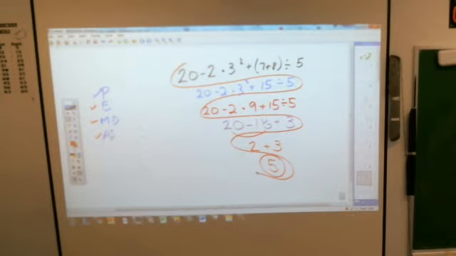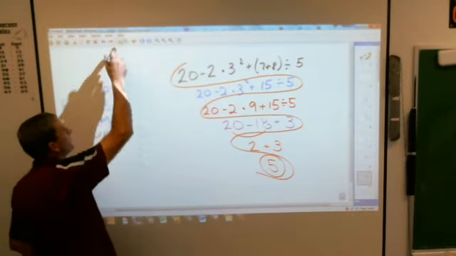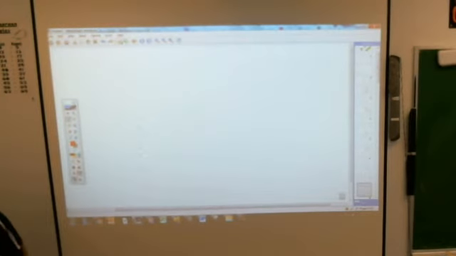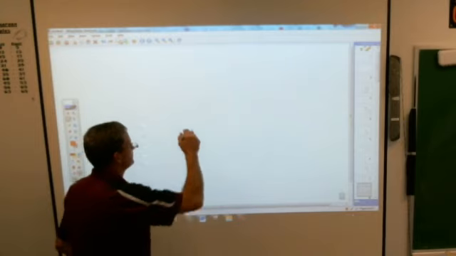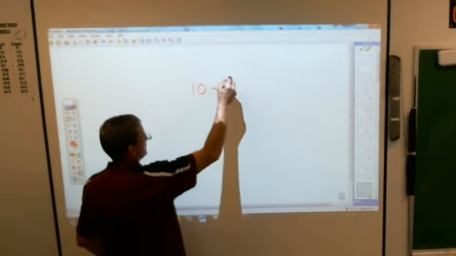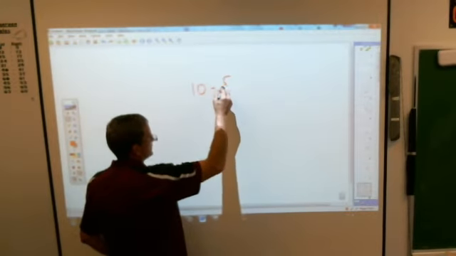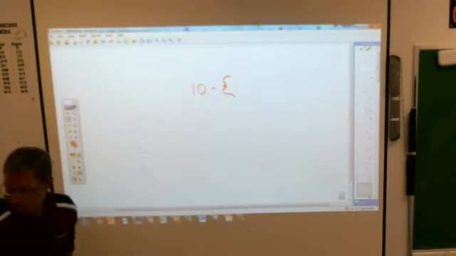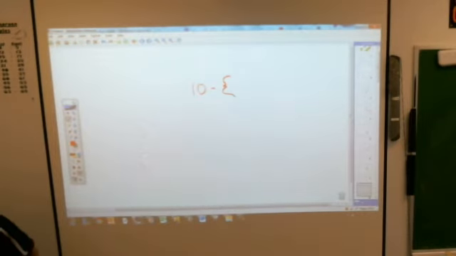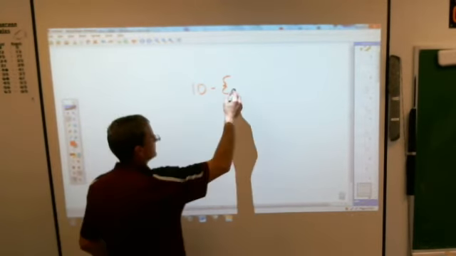Okay, so here we go. Let me give you one to see if you can do it. A tough one, if you will. One more. 10 minus... And the difference with this one is it's a grouping symbol inside a grouping symbol, so we have to be a little careful with this. 10 minus 8 minus bracket.